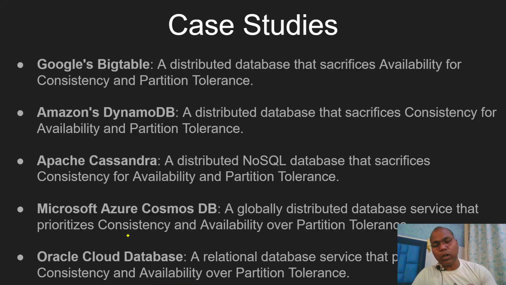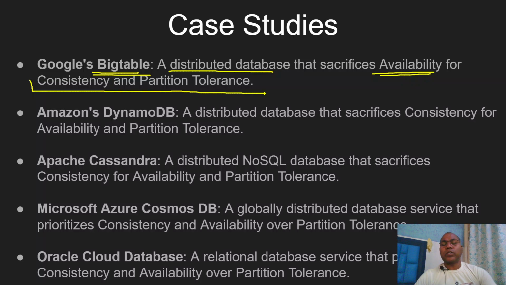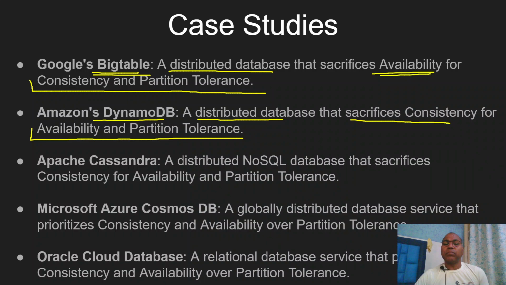There are some big players that have already implemented the CAP theorem. If you talk about Google Bigtable, this is a distributed database that sacrifices availability, but it supports consistency and partition tolerance. Similarly, DynamoDB from Amazon is also a distributed database, but it sacrifices consistency, while offering very high availability and partition tolerance. Here they can offer you eventual consistency.